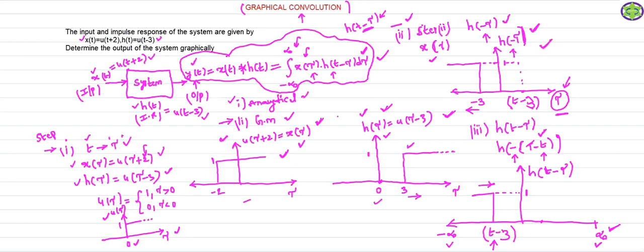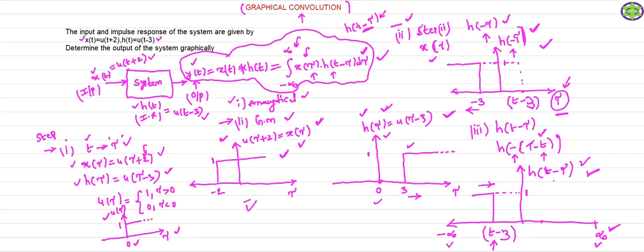So this is your step 2. After getting the h of minus tau, you just shift this h of minus tau by t units to the right hand side, so that I will get h of t minus tau. Now I got x of tau, and h of t minus tau I got. So these are the two signals I got: x of tau, and this is your h of t minus tau.